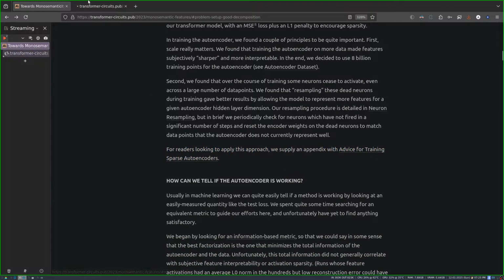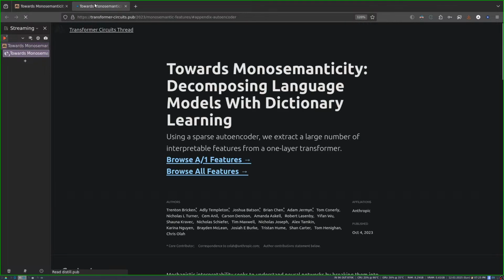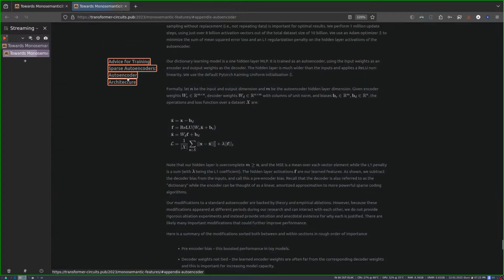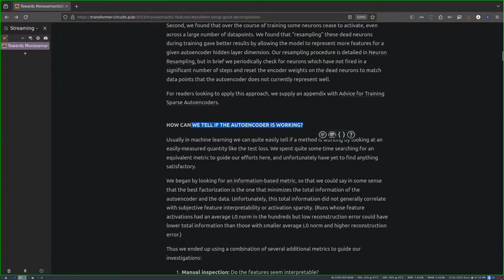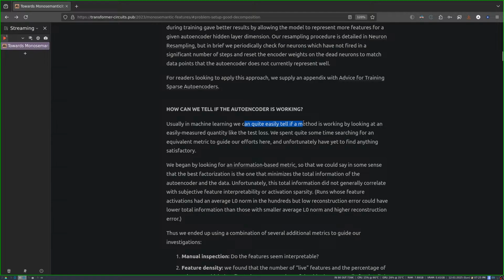Advice for training sparse autoencoders. How can I tell if the autoencoder is working? Usually in machine learning we can quite easily tell if a method is working by looking at an easily measured quantity like test loss. We spent quite some time searching for equivalent metrics to guide our efforts here, but unfortunately I've yet to find anything satisfactory.